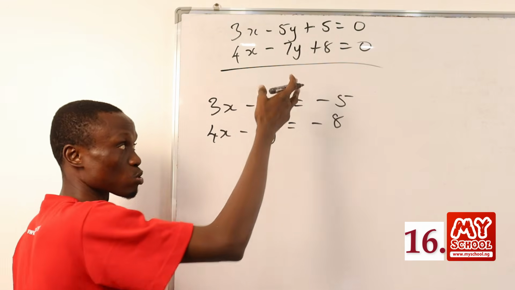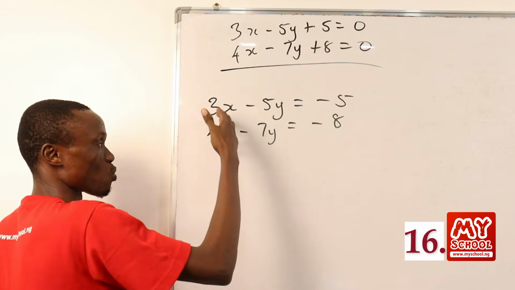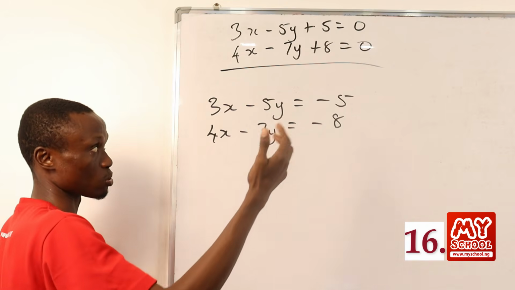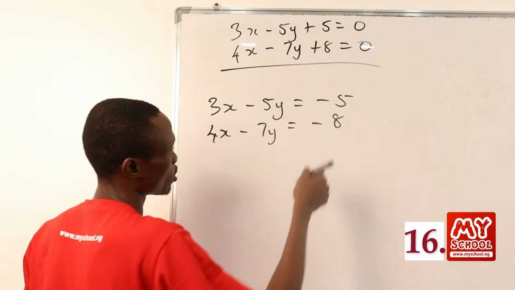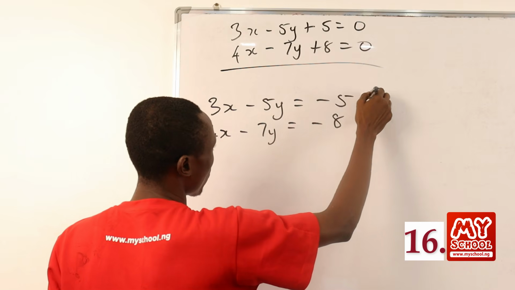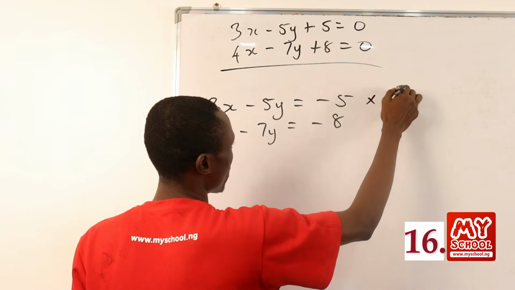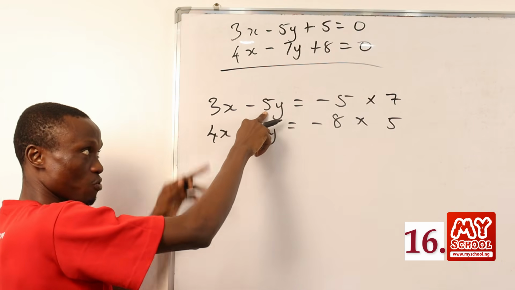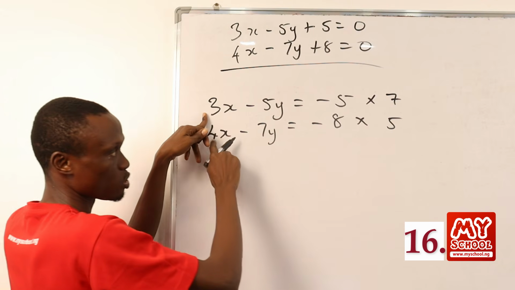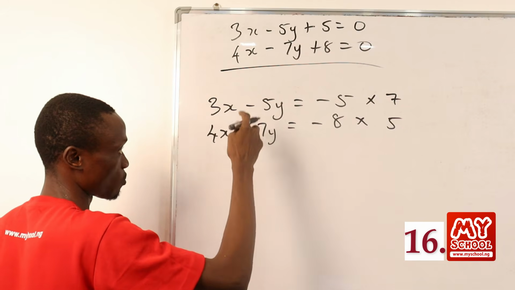Then next thing, since I want to solve using elimination method, right, I have to make either the coefficient of x in both equations the same or the coefficient of y in both equations the same. So for the case of this question, I want to make the coefficient of y in both equations the same. Okay, so here I'll multiply by 7 and here I'll multiply by 5, right? Using the coefficient of 5 in the first equation to multiply through the second equation, then also doing the same thing for the first equation.